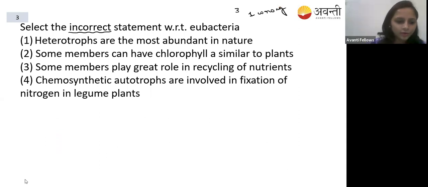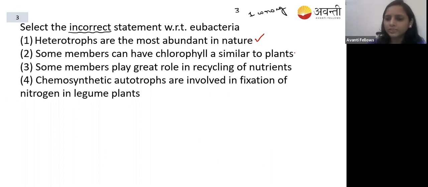Okay, fine. So see here, let us go to the first statement. Heterotrophs are most abundant in nature. In bacteria, we can see autotrophs and heterotrophs, right? Heterotrophs means those which are dependent on other organisms for food, right? Yes, many bacteria are heterotrophs. That is correct, right? Okay. So then coming to the second option, some members have chlorophyll A similar to the plants.